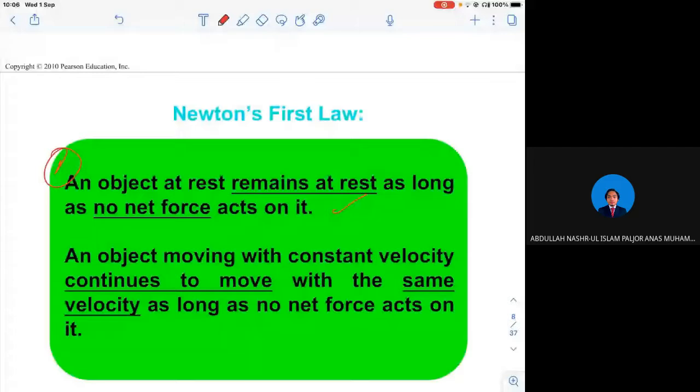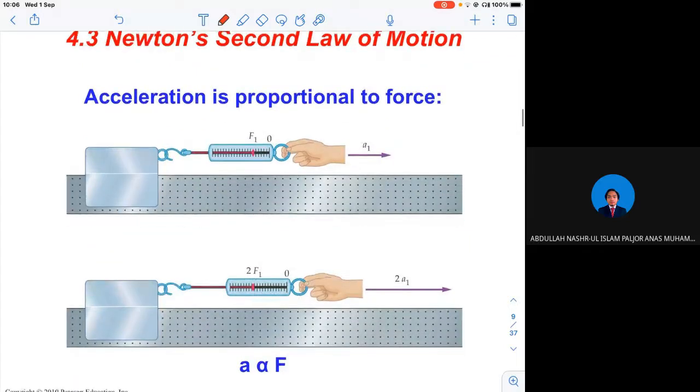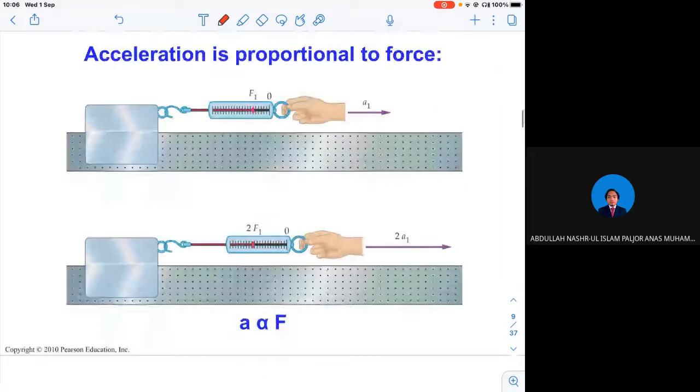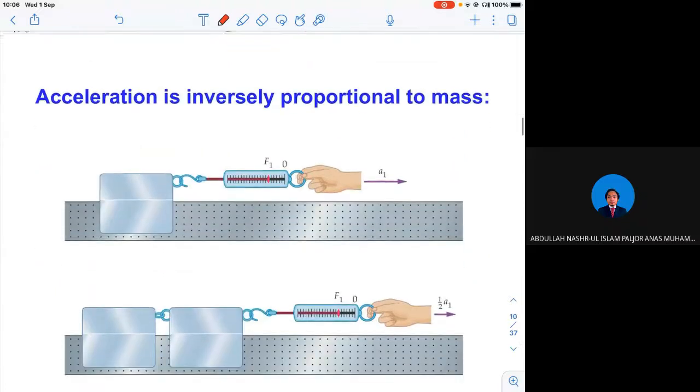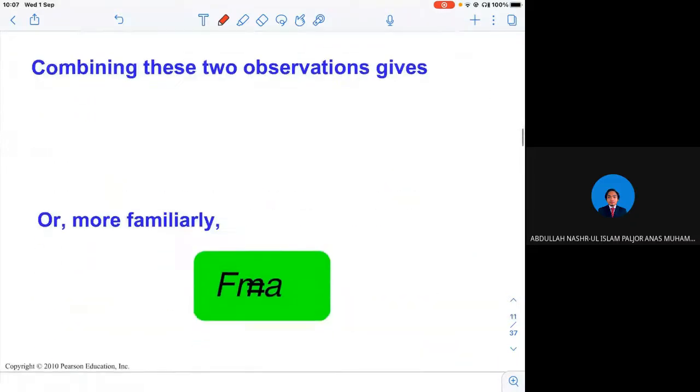But Newton's first law can also be used for a moving object, like number 2. An object moving with a constant velocity will continue to move with the same velocity as long as no net force is acting on it. So that is Newton's first law. Newton's second law is about acceleration that is proportional to force, but inversely proportional to mass. And of course, we can say that F is equivalent to ma.